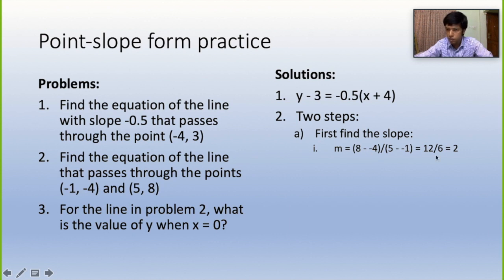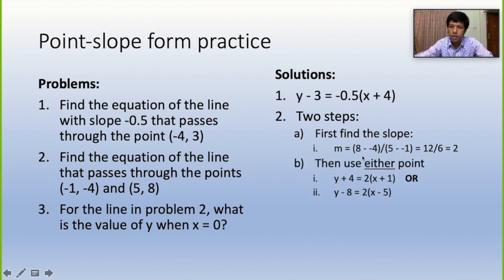First of all, find the slope. Then use any of the points. You can use this point or you can use this point to find the equation of a straight line. After finding the slope, the math is just like number 1. You just put the slope here. See, this 2 is here, and the other values you basically just put there.